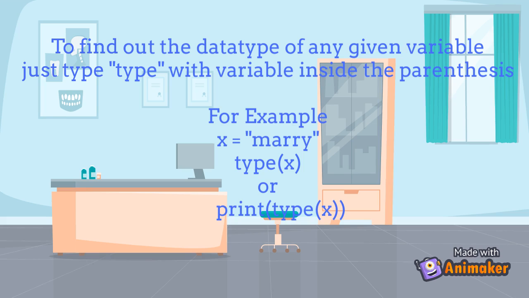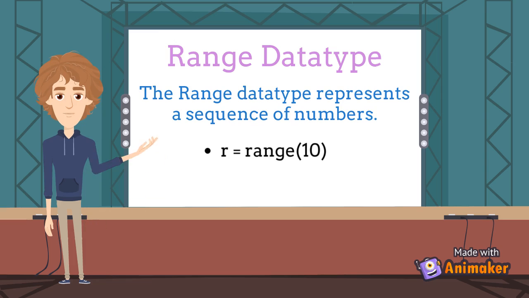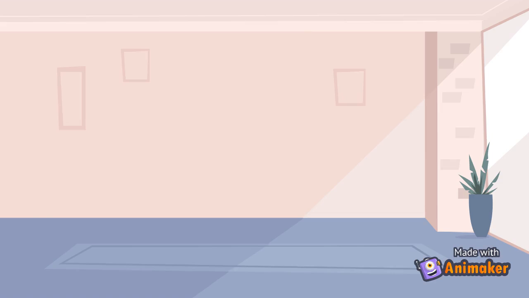Tuple is similar to list. A tuple contains a group of elements which can be of different types. The elements in the tuple are separated by commas and enclosed in parenthesis. Range data type. The range data type represents a sequence of numbers. The numbers in the range are not modifiable generally. Range is used for repeating a for loop for a specific number of times.